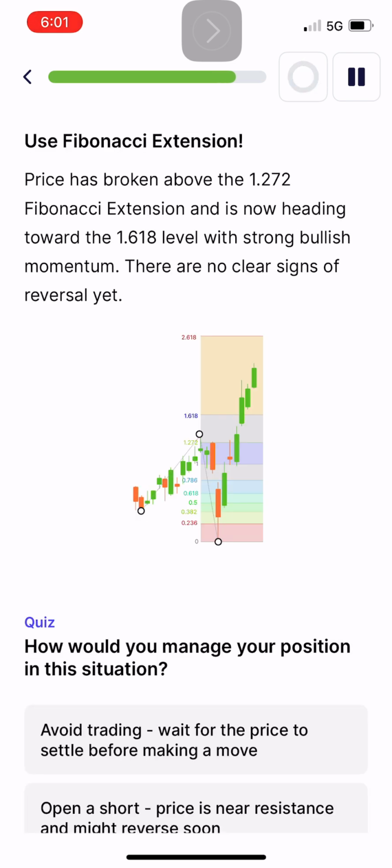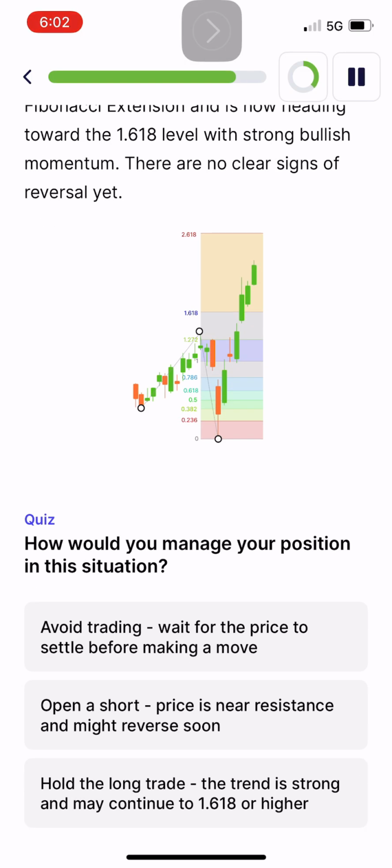Time for a quick quiz. Price has broken above the 1,272 Fibonacci extension and is now heading toward the 1,618 level with strong bullish momentum. There are no clear signs of reversal yet. How would you manage your position in this situation?